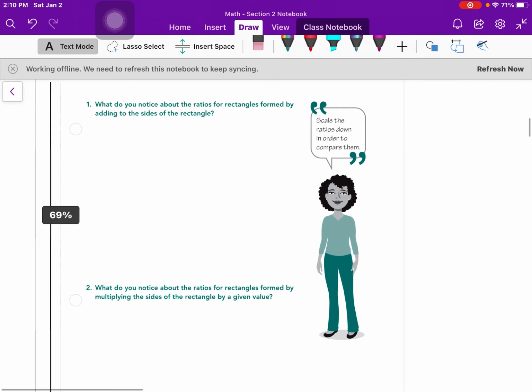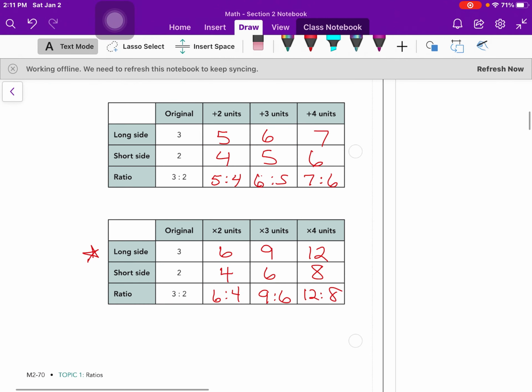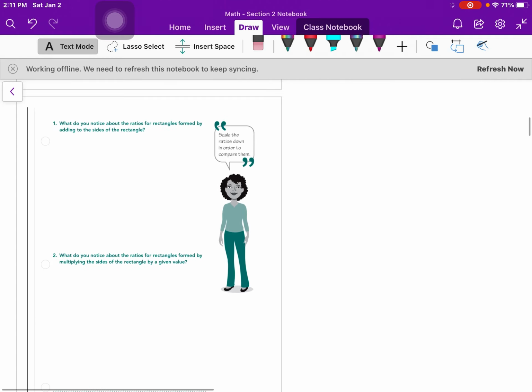So let's consider these questions. What do you notice about the ratios for rectangles formed by adding to the sides of the rectangle? And question 2, what do you notice about ratios for rectangles formed by multiplying the sides? Make some observations. What do you notice about these ratios? And what do you notice about these ratios? Go ahead and just pause me and answer questions 1 and 2 in written form and tell us what you observe.